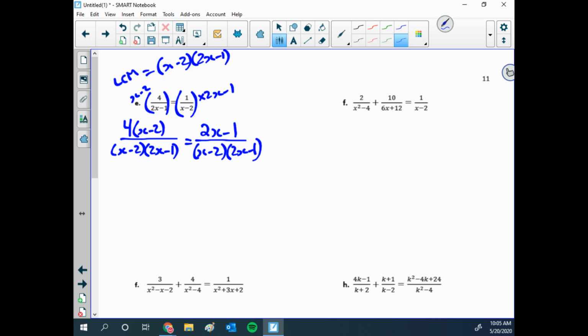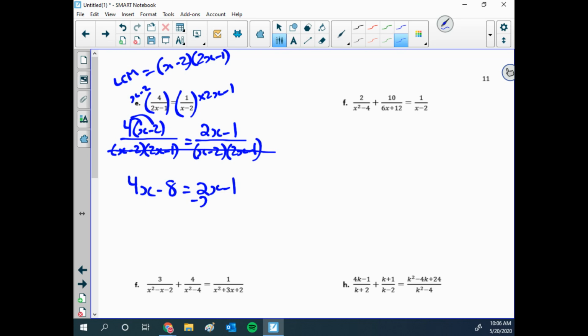So what I would do here is, I have a common denominator, so I technically am timesing by x minus 2, 2x minus 1 to either side, which would cancel out the denominator, and I can just solve for the numerator. I'm going to multiply that out here. So this would be 4x minus 8 is equal to 2x minus 1.